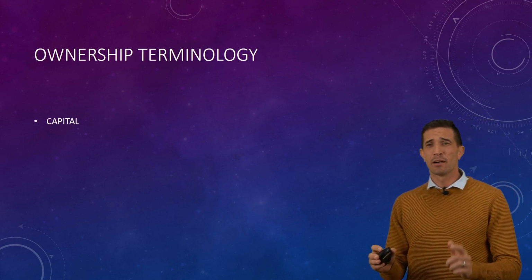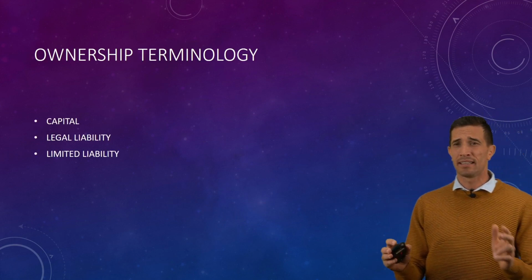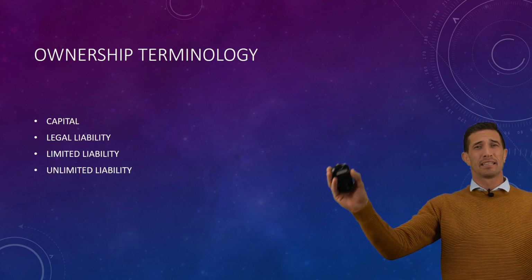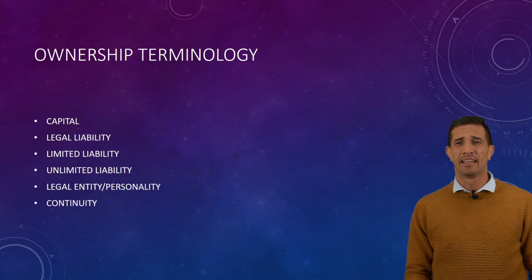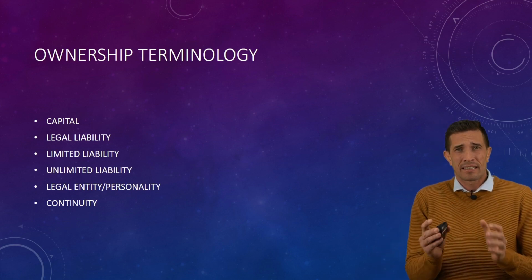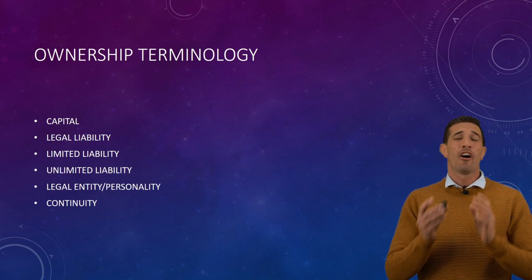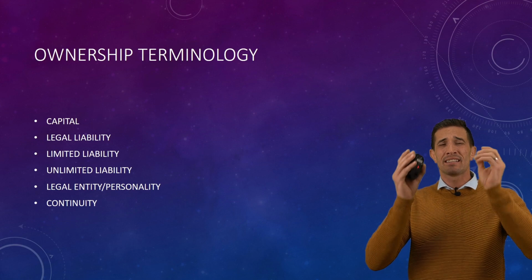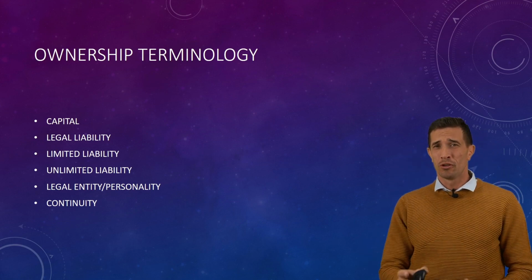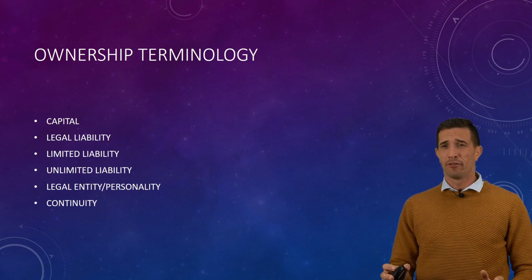Just to recap, you must know what's capital, the legal liability, limited liability, unlimited liability, what's a legal entity, and continuity, because these are the factors that will influence your decision on what type of business ownership you're gonna choose. These will have a massive influence.